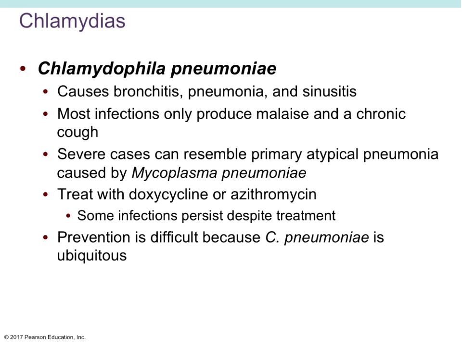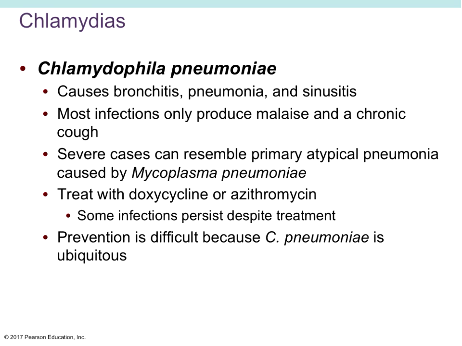Chlamydia pneumoniae causes bronchitis, pneumonia, and sinusitis. Most infections only produce just a crappy feeling. You kind of just feel malaise and a little icky. Some cases, however, are characterized by the development of severe pneumonia, and sometimes you can't even distinguish that from what we call primary typical pneumonia, which is caused by a different organism, Mycoplasma pneumoniae.